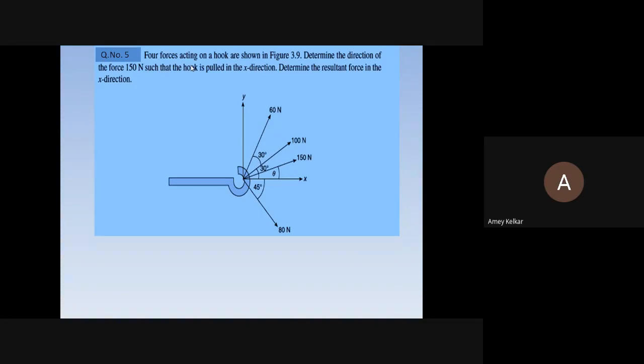Can anyone of you tell me? This example was discussed previously. A few of you requested me to explain this example once again, so I've put up this example. Okay, can anyone tell me?